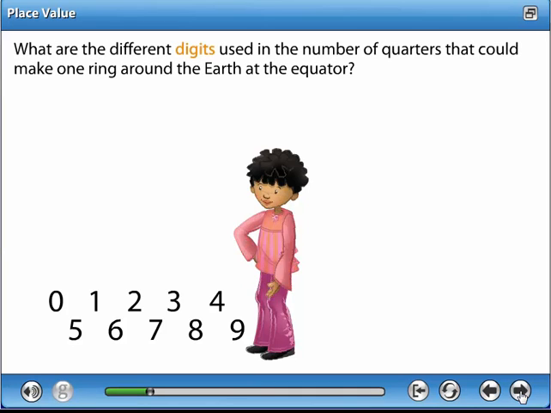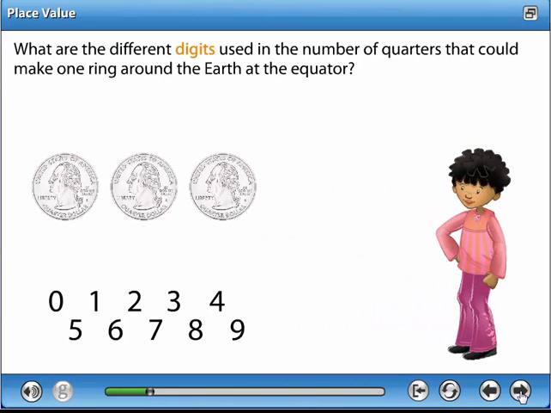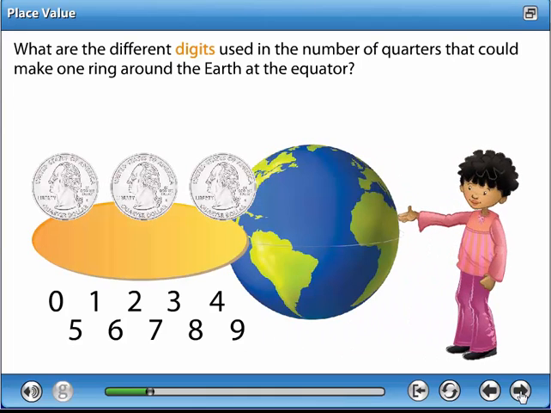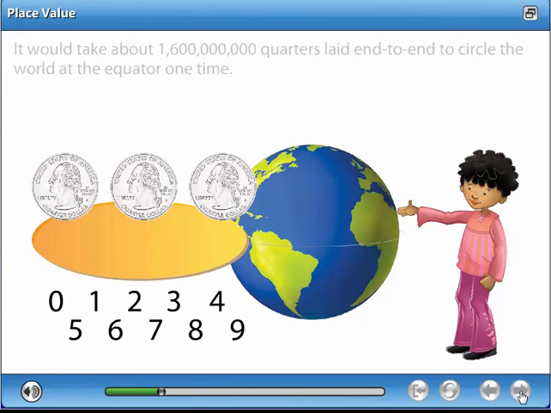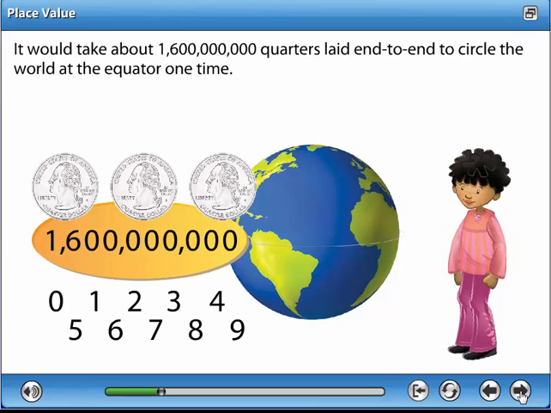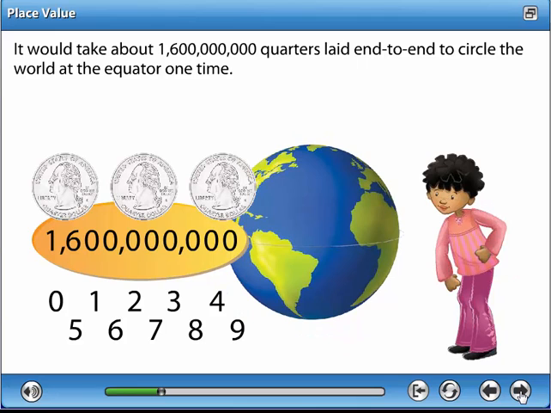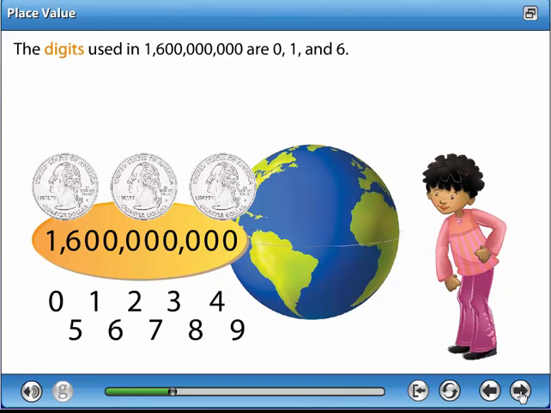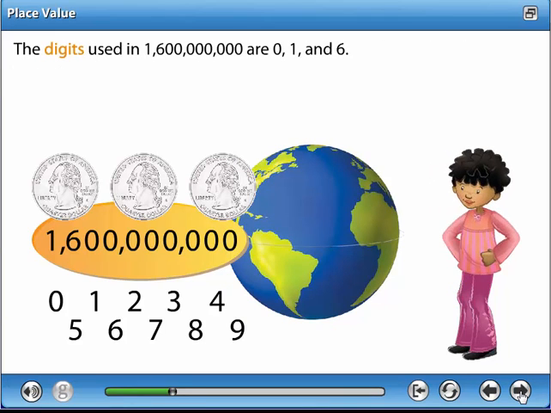What are the different digits used in the number of quarters that could make one ring around the Earth at the equator? It would take about 1,600,000,000 quarters laid end to end to circle the world at the equator one time. The digits used in 1,600,000,000 are 0, 1, and 6.